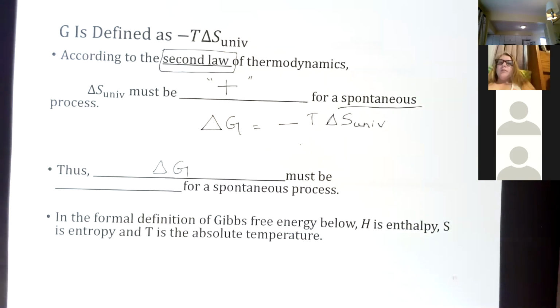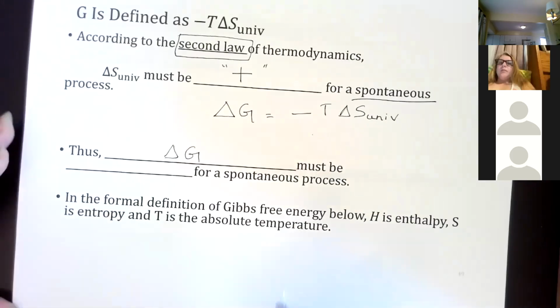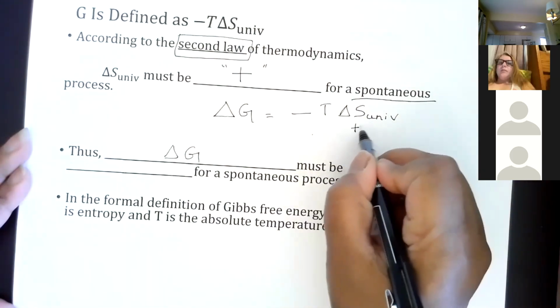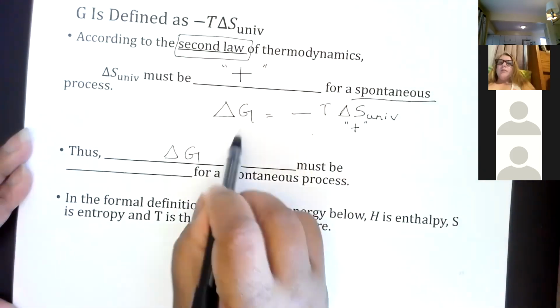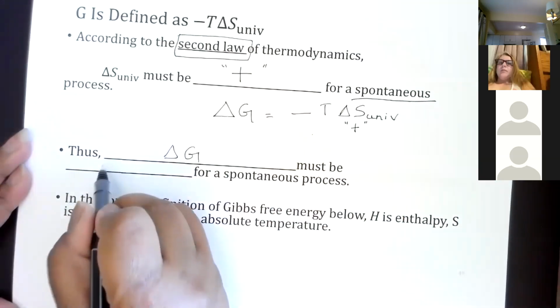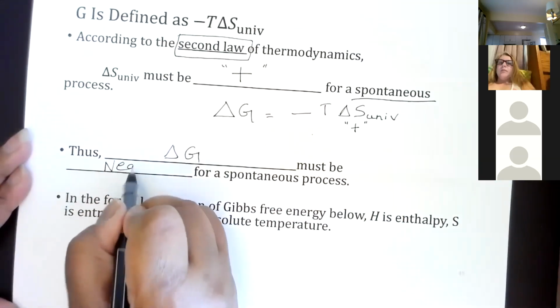Delta G then must be what? All the math whizzes in the class and other students, everybody. What goes in the blank? Must be negative. Because this has to be positive for it to be spontaneous, but we're saying delta G is minus that. So this has to be negative.